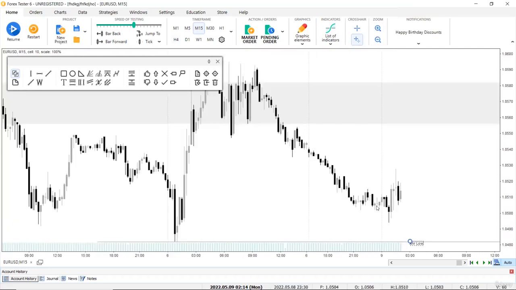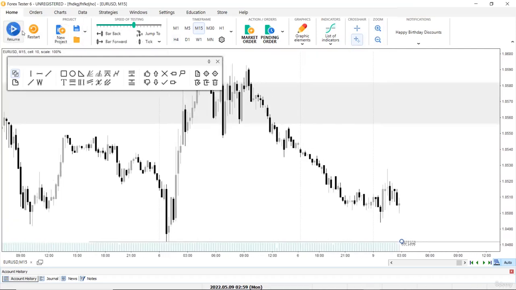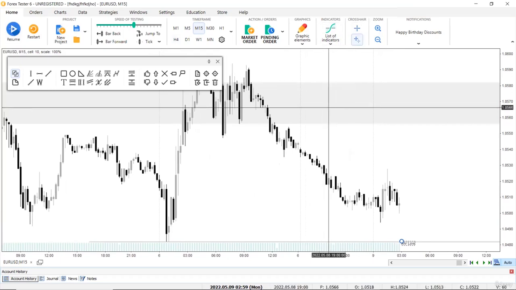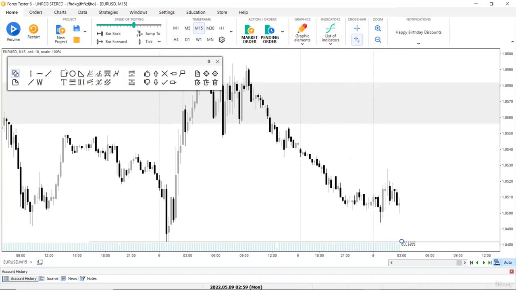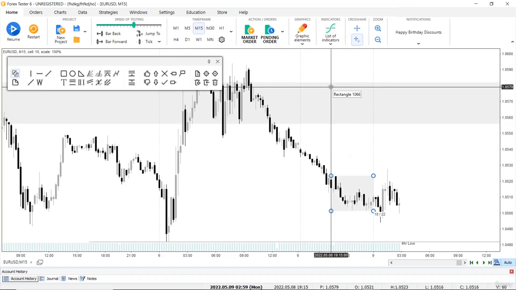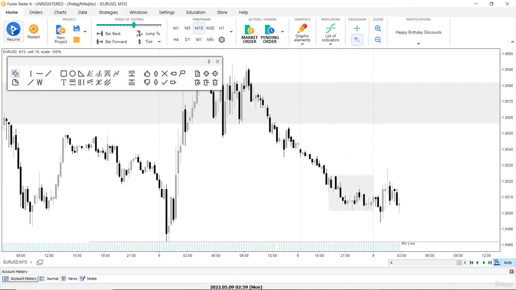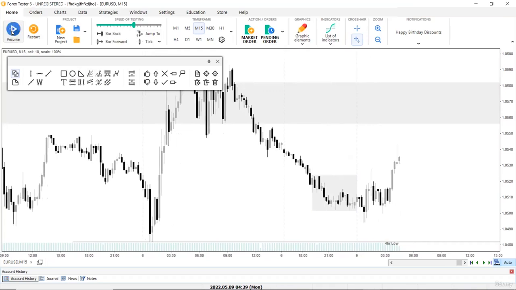Yeah, so we swept the Asian range low right there, 7 to 12 a.m. So a good narrow Asian range. Good narrow Asian range. And we took the low right there. Structure to the upside, right? Let's play price forward. Let's see what happens.